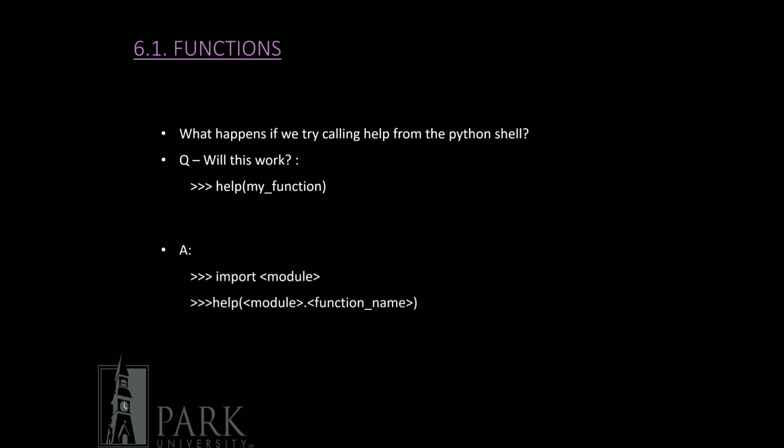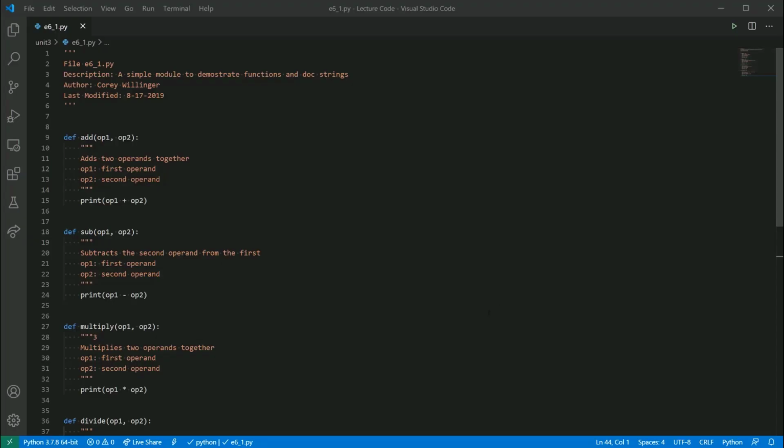And no, it's not, because we would have to import the module that the function was loaded in. So here you can see import, and then whatever module we put our function in, we could then call help by saying, well, in this module, this function, and it would return the result. So let's go ahead and take a look at this in our Visual Studio Code.